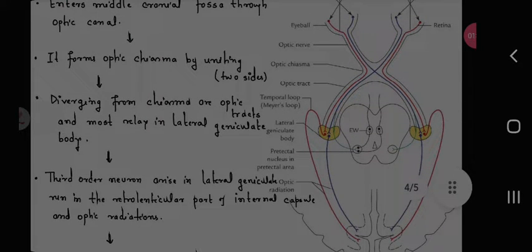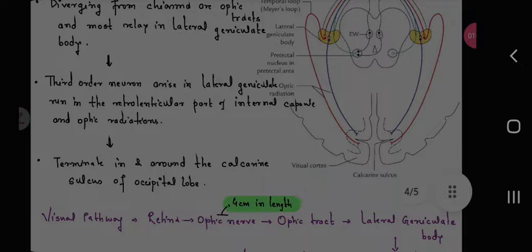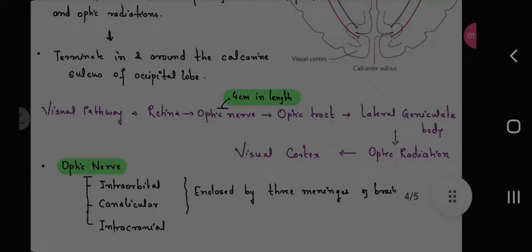Third order neurons arise in the lateral geniculate body, run in the retrolenticular part of the internal capsule as optic radiations, and terminate in and around the calcarine sulcus of the occipital lobe. Visual pathway: retina, optic nerve, optic tract, lateral geniculate body, optic radiation, visual cortex.